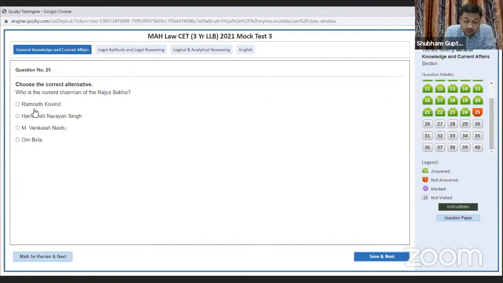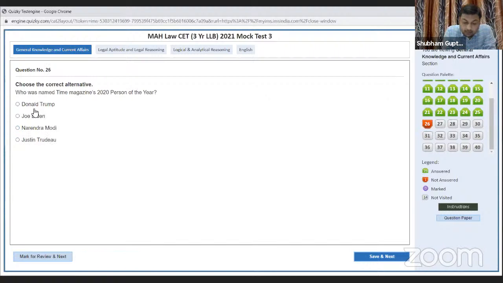Who is the current chairman of Rajya Sabha? The chairman of Rajya Sabha is the Vice President of India. And who is the Vice President of India? The Vice President is Mr. Venkaiah Naidu. So this is again a question which could have been marked by everyone. He is Mr. Venkaiah Naidu.